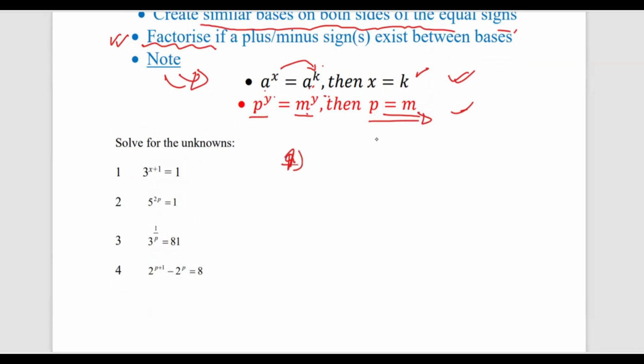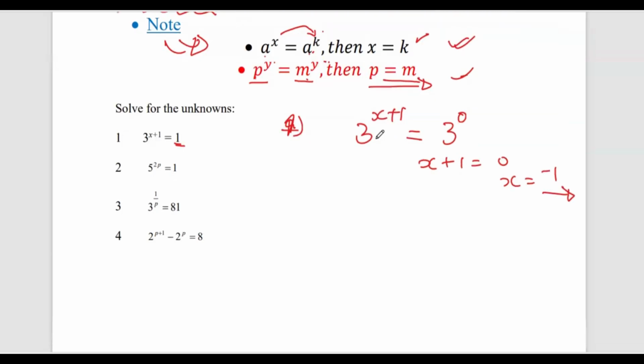So number one, we have 3 to the x plus 1. Now we said we need to create the same base. How do we create a base of 3 with a 1? Remember we said with our definitions, 1 can be expressed in multiple bases to the exponent of 0. 3 to the 0 is a 1. So the bases are the same. Let's kill the bases. We have x plus 1 is 0, which means x is negative 1.